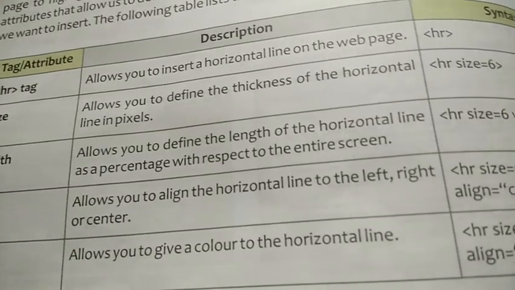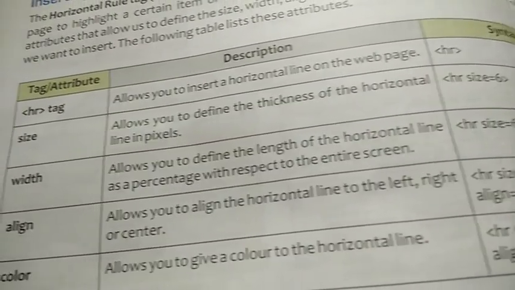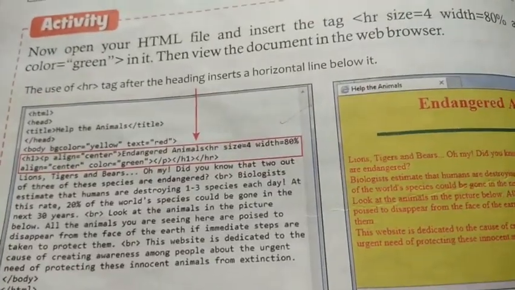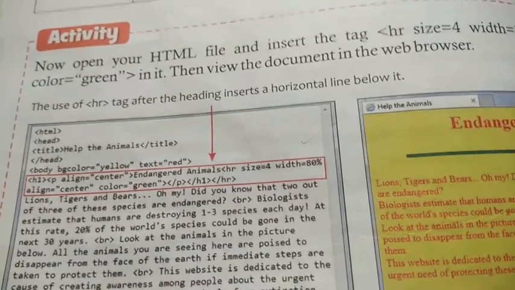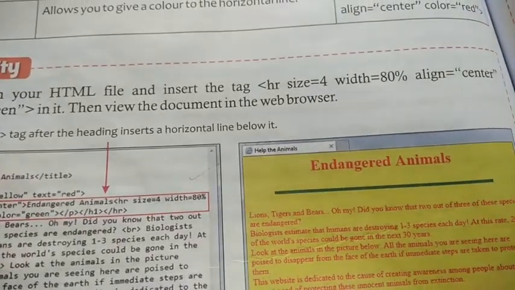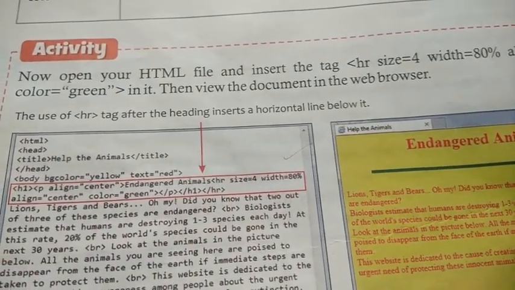So it's a table of your HTML tags based on tag or attribute. So revise and properly learn. Okay. Then students, next is activity. So now open your HTML file and insert the tag HR size 4, width 80%, align center, color green in it, then view the document in the web browser.